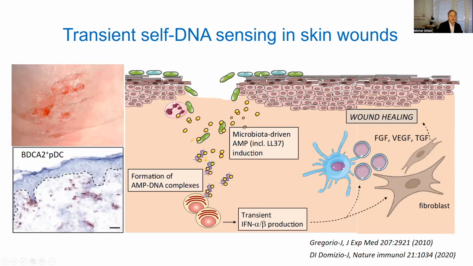We know that the microbiota, which infiltrates the wound bed, stimulates antimicrobial peptide production, and this leads to the formation of DNA complexes, which then enter PDC and activate PDC to produce a transient interferon production, which is accelerating wound healing through the induction of VEGF and FGF in fibroblasts and macrophages. So basically, we have a physiological function of this PDC interferon alpha beta production.